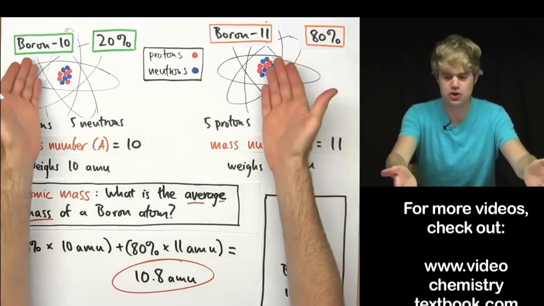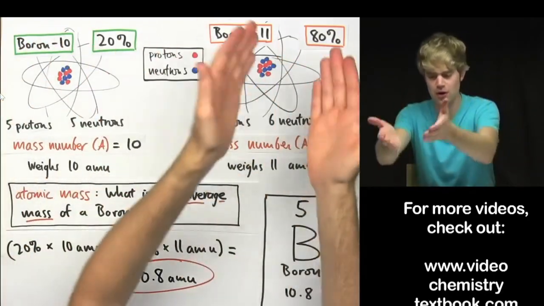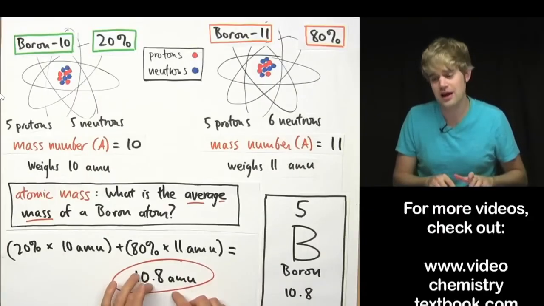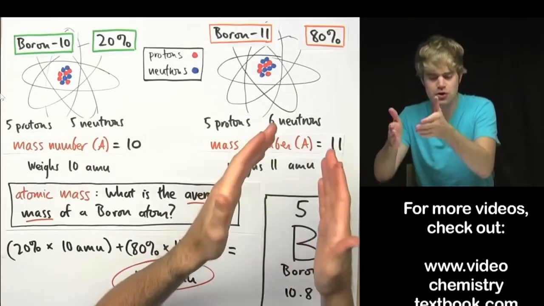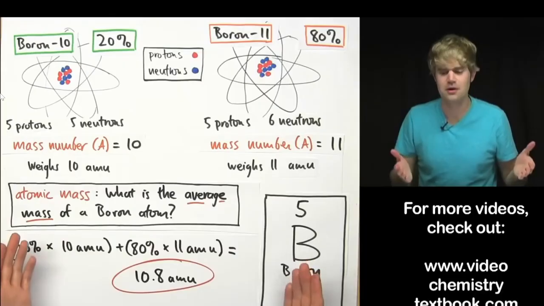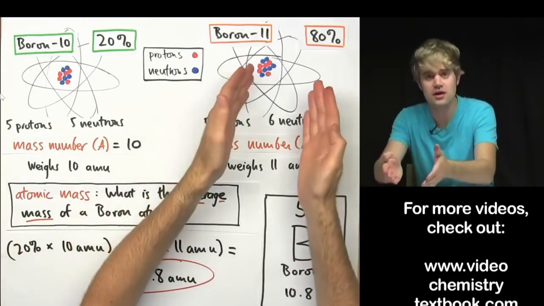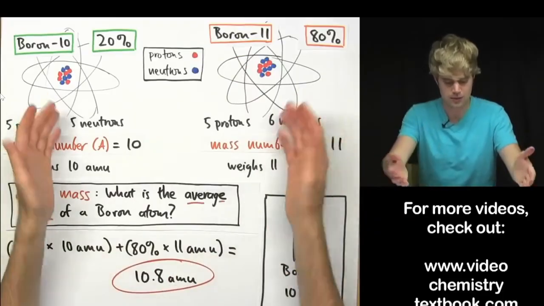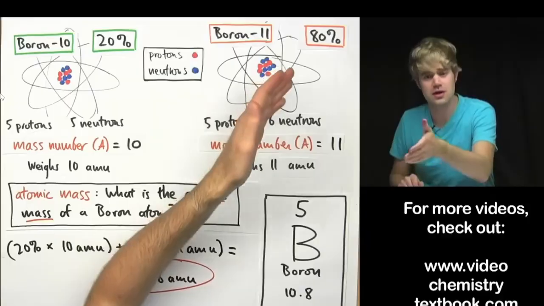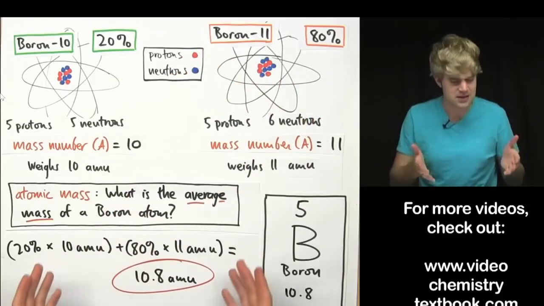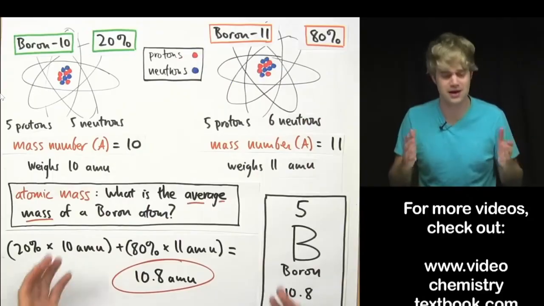Now we said we had these two different types that weigh 10 AMU or 11 AMU. Look at the average. The average is 10.8, which is much closer to 11 than it is to 10. And that makes sense, because since we have so many more of these and they weigh more, the average for these two types should end up closer to this, just because we have so many more of them. So that's how we determine what atomic mass is.